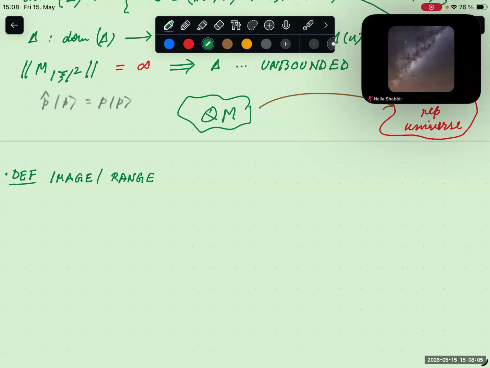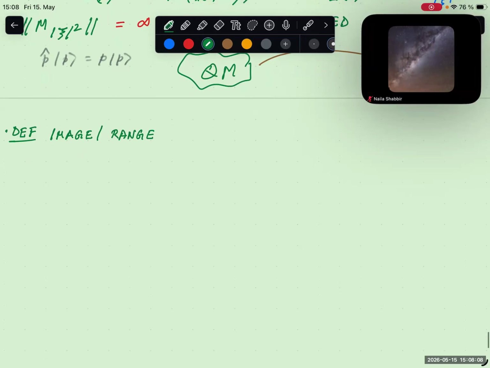Thank you very much. So the image and range of an operator I shall denote by img of the operator T. It is the map or image of the element of the domain under this operator. That means T of an element of the domain of T is one.